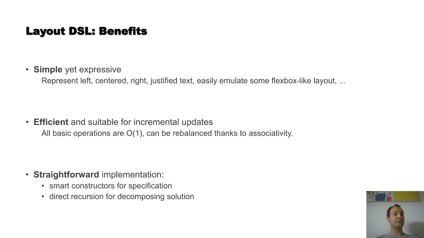Let's look at the benefits of this DSL. To summarize, it is simple, efficient, and straightforward to implement. It is simple and yet it solves common problems. It can represent text alignments, left, center, right. It can represent tables, and etc. Then it is efficient, because every basic operation is O(1), and it fits well within an incremental setting because it can be rebalanced. And finally, the implementation is very simple too. We just have to use functional tools, smart constructors for creating specifications, and direct recursion for decomposing a solution.